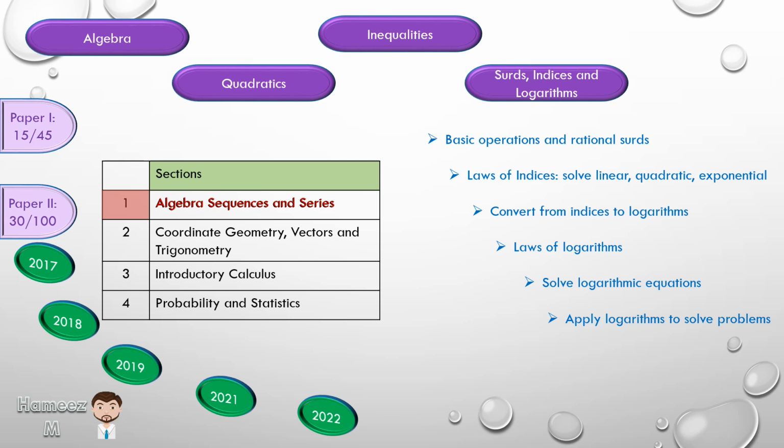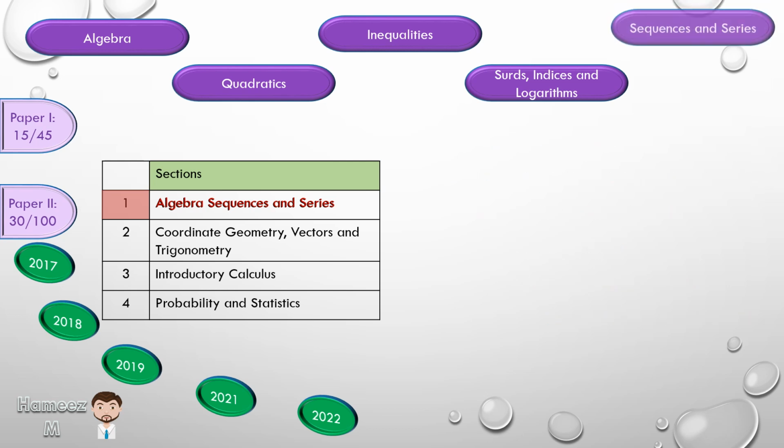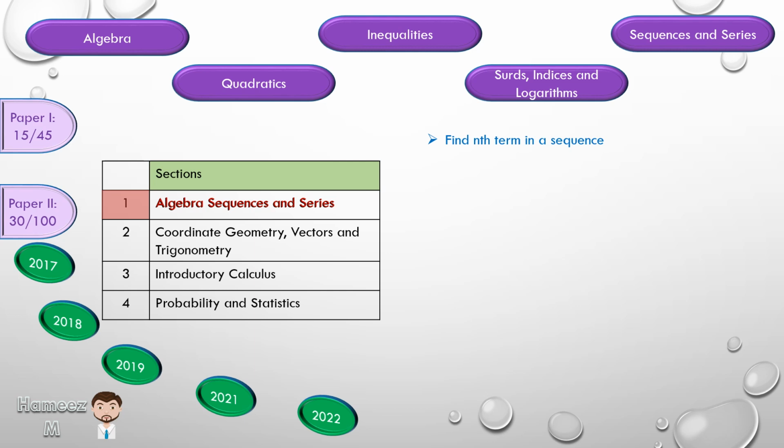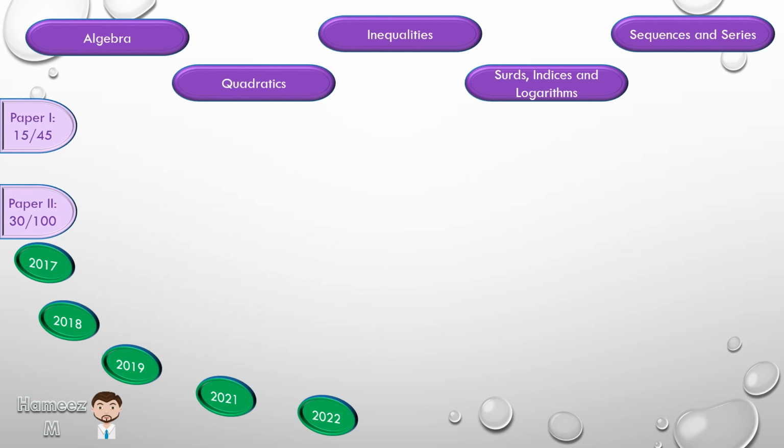And the last part of section 1 is part E, sequences and series. In this, students need to know how to find the nth term in a sequence, that a series is a sum of the sequence terms, APs, arithmetic progression, and geometric progression, GPs, and of course the nth term, the sum to the nth term, and the sum to infinity of these, and the final part to show divergence or convergence of the APs and GPs accordingly.